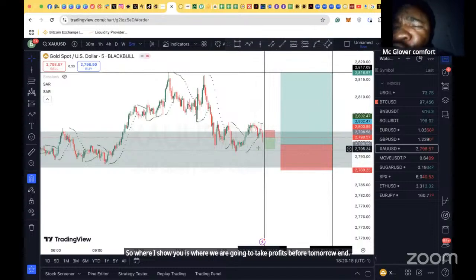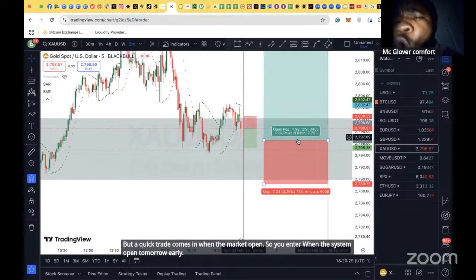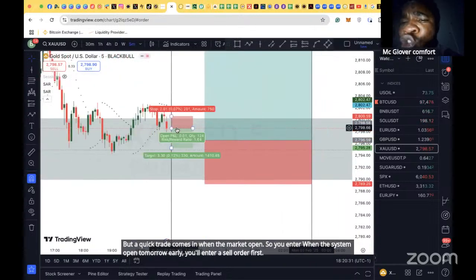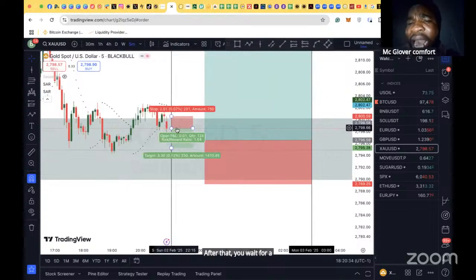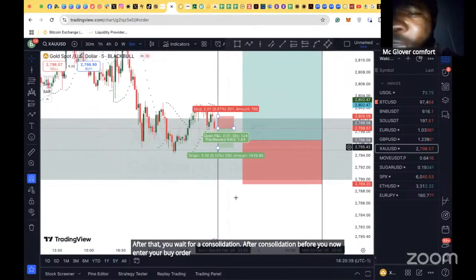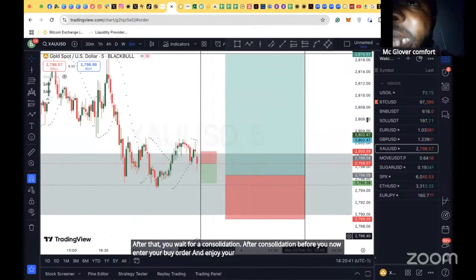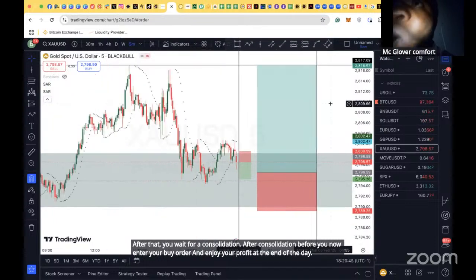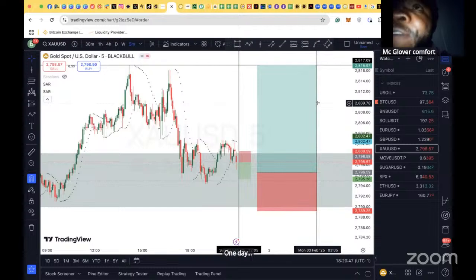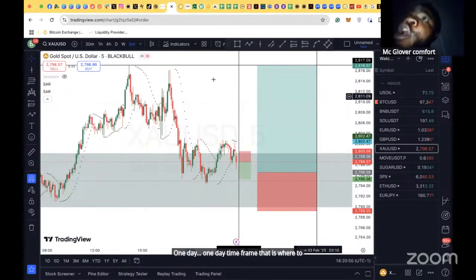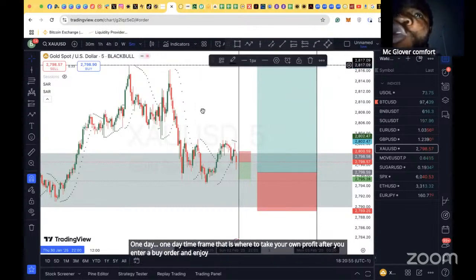But a quick trade comes in when the market opens. So when the system opens early tomorrow, you enter a sell order first. After that, you wait for a consolidation. After consolidation, you enter your buy order and enjoy your profit at the end of the day on the 1 day time frame. That is where to take your profit after you enter a buy order and enjoy the gold.